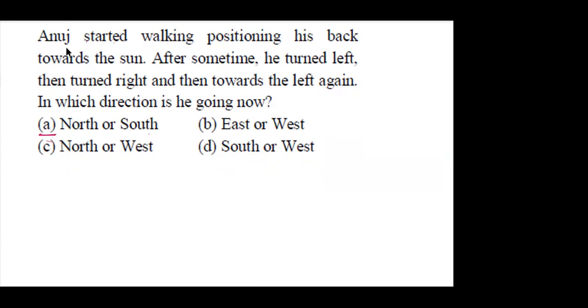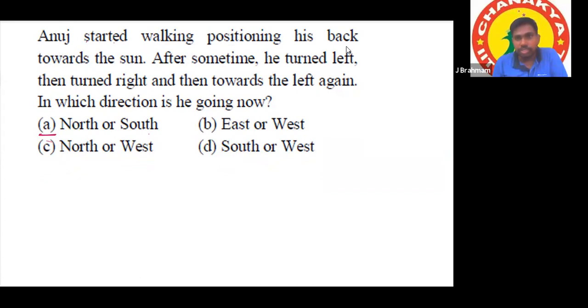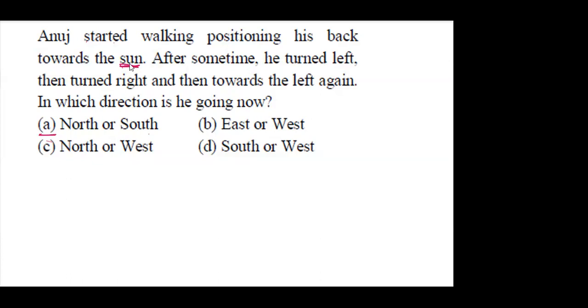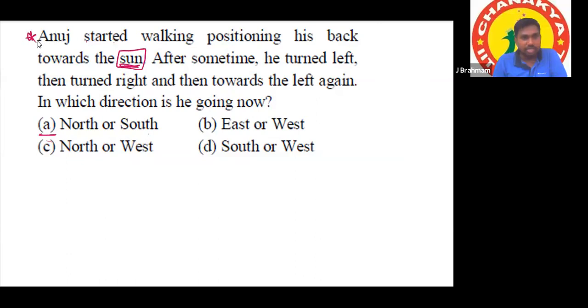Let me verify. Anu started walking, positioning his back towards the sun. Back towards the sun means he is facing opposite to the sun. What is the direction of the sun? It is either east or west, because it has not been mentioned whether it is morning, evening, before noon, afternoon, sunrise or sunset. That's why we have to take two possibilities. If the sun is in the west, his facing will be east. If the sun is in the east, his facing will be west.